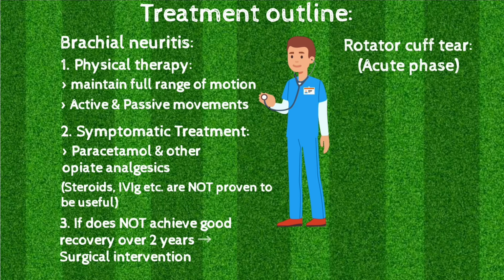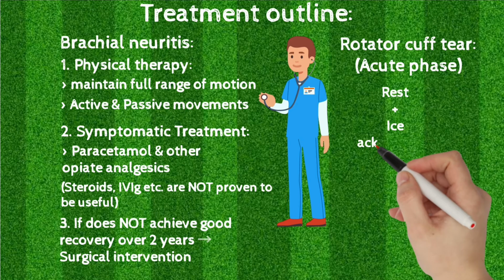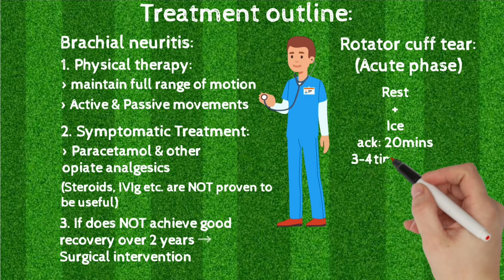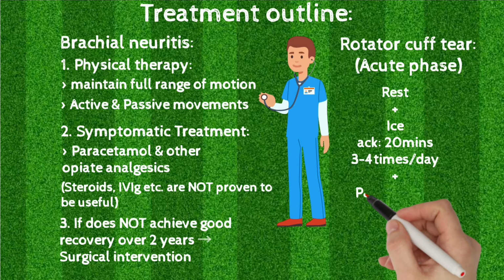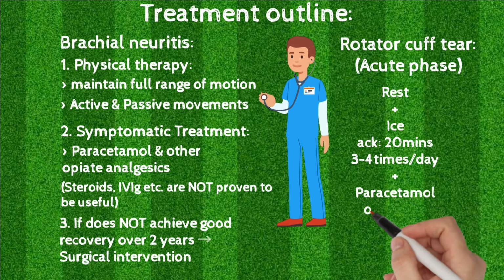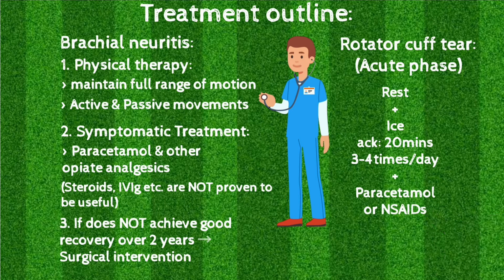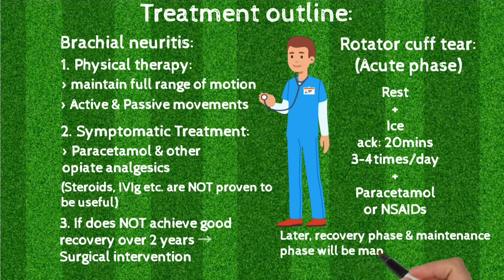Now, what is the acute phase treatment of rotator cuff tear? It is rest with ice pack 20 minutes, 3 to 4 times per day, with paracetamol or NSAIDs. Later, recovery phase and maintenance phase will be managed by the surgical and rehabilitation team.